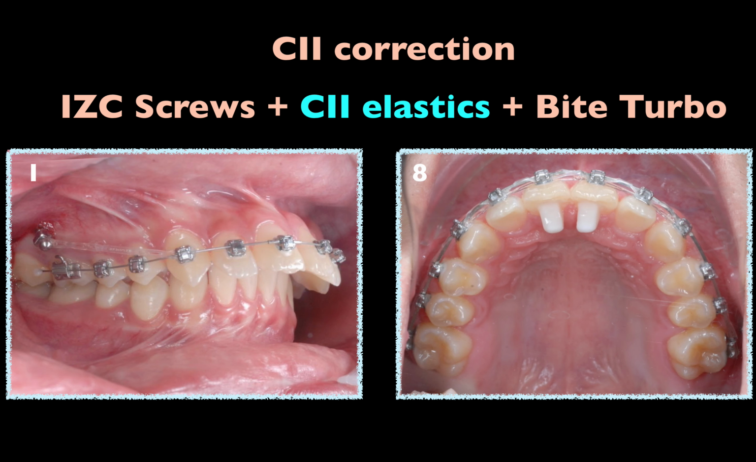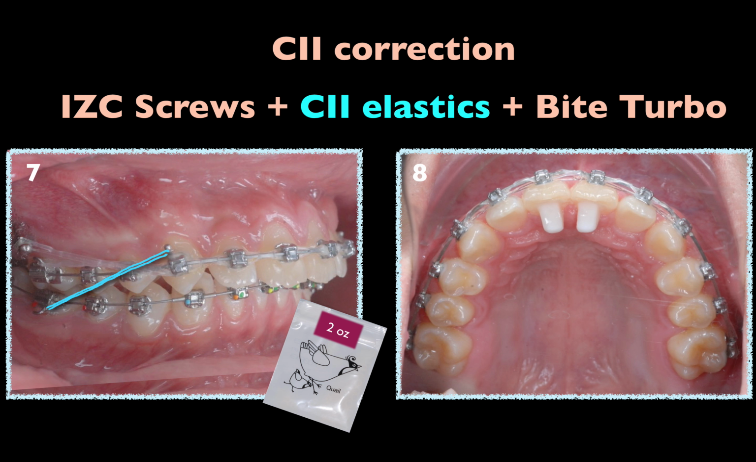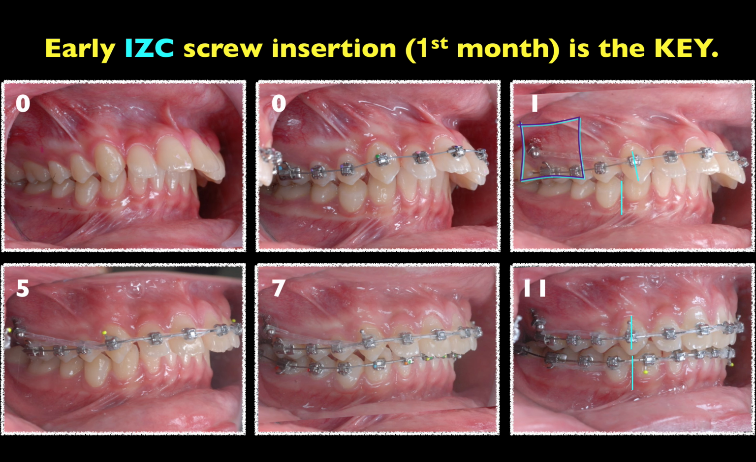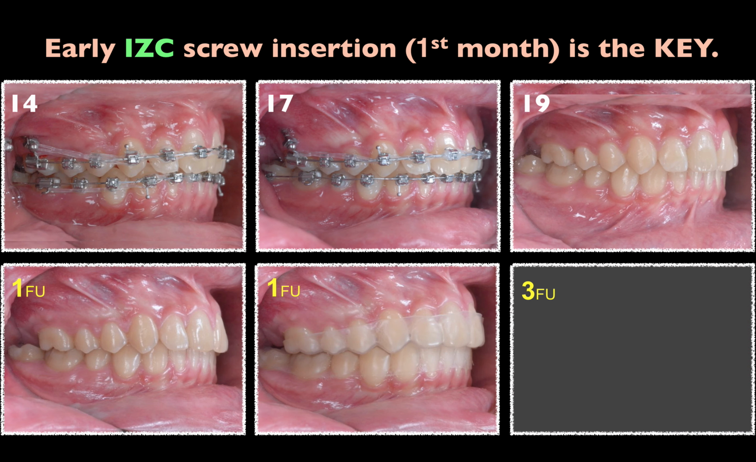Wow. And what we did is we use IZC screw, class 2 elastic, and bilateral. The purpose for the bilateral is to guide the mandible to shift forward. But the main mechanic is this early IZC screw to bring the whole maxilla backward. Look at that. From here to 11 months in treatment, we'll be able to convert class 2 canine to class 1. And the total treatment for this case, 19 months.